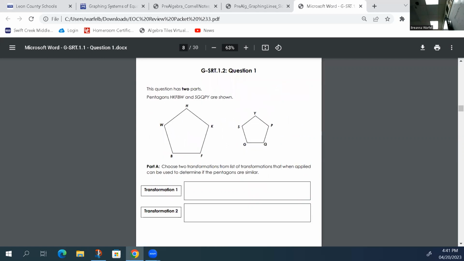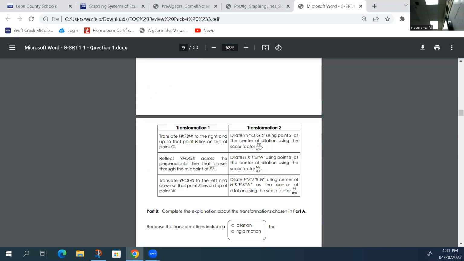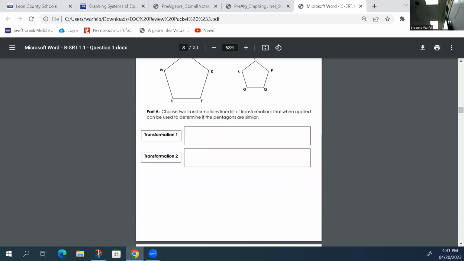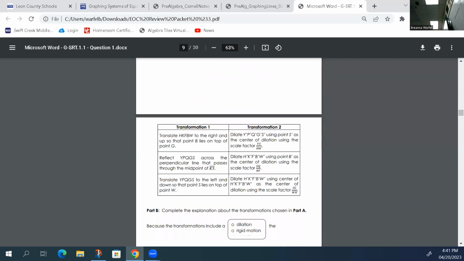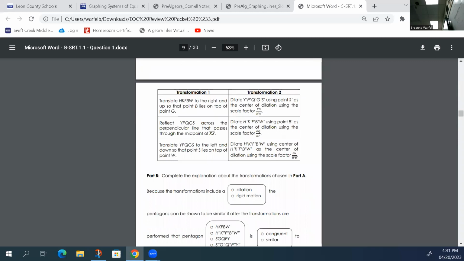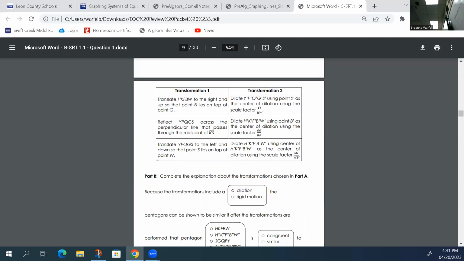Okay, this one right here, it goes with this. So you're going to do 2 transformations to take this pentagon onto this other pentagon, and they give you your options there. It's a little tougher because your scale factors aren't like 2, but this is a ratio. And they're talking about the distance of the bigger one or the smaller one over the other one. So that will give you whether it's greater than 1 or less than 1.